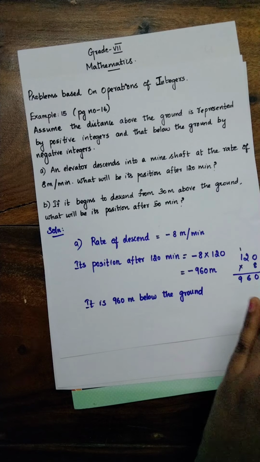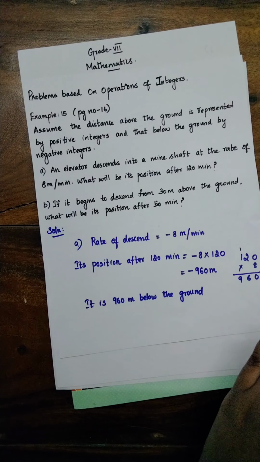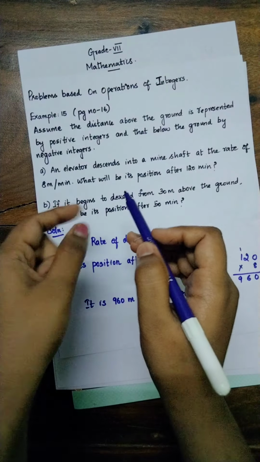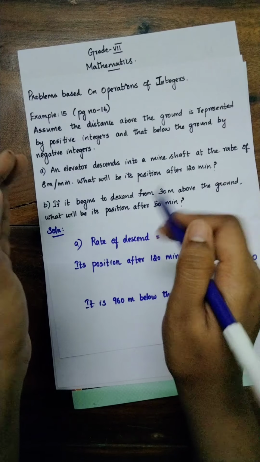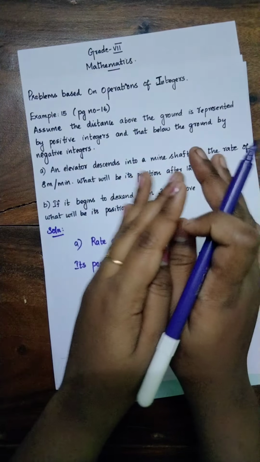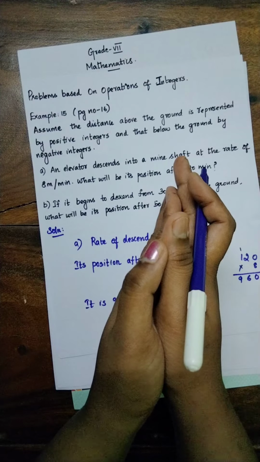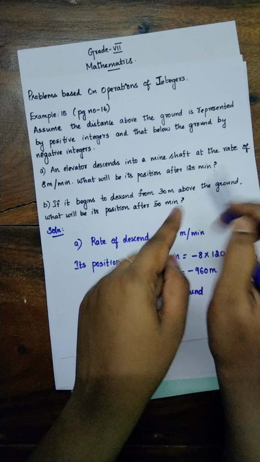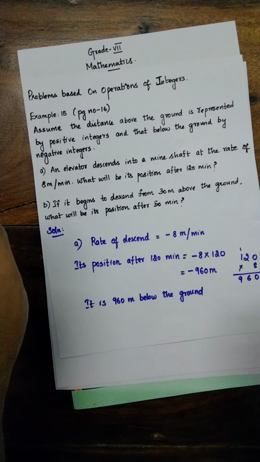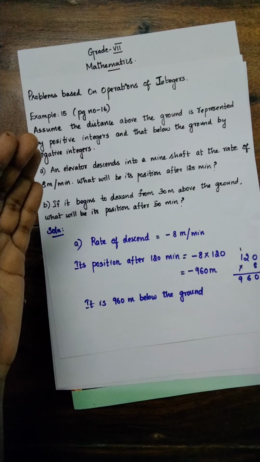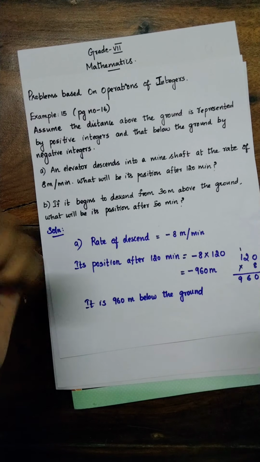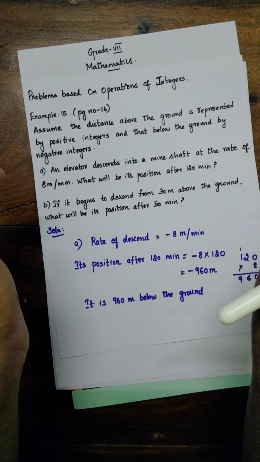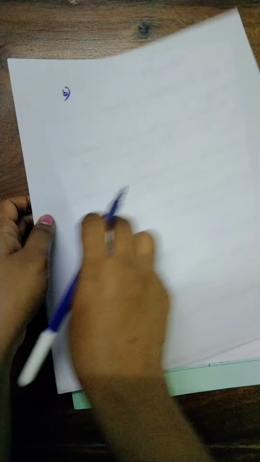It is in the position of 30 meter above the ground, and from that place it is going down. Then it begins to descend, that is, it begins to go down. Then we are going to find what will be the position after 50 minutes. You will understand the question. Do you all understand? Okay, listen.